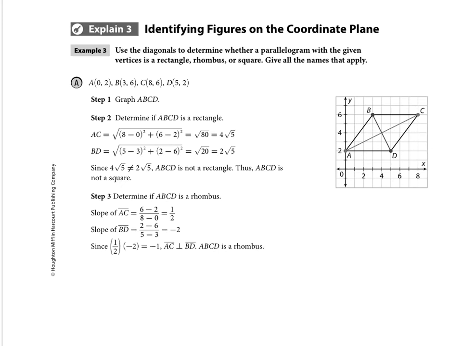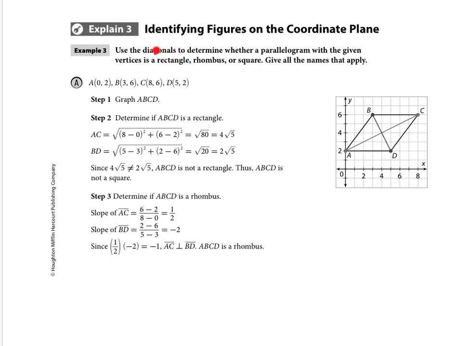Then we want to see if that length is the same as the length BD. Now you can probably see from the diagram that it does not look like it's going to be a rectangle, but we still have to prove it. So now we're going to prove it with the length of the diagonal BD, and in that case we're going to get 5 minus 3 all squared plus 2 minus 6 all squared, or 4 plus 16 under the radical, so radical 20 instead of radical 80. You can clearly see 2 radical 5 and 4 radical 5 are not the same, and therefore it can't be a rectangle. But remember, it could be some of the other things that we were asked.